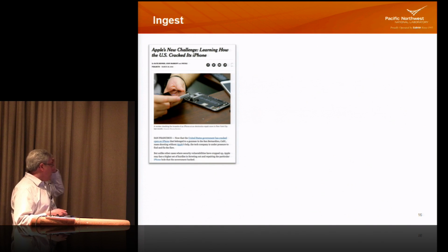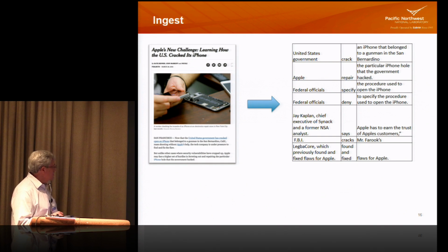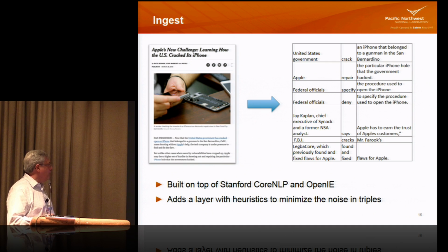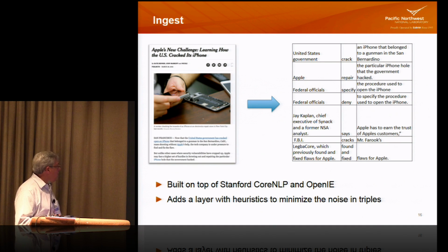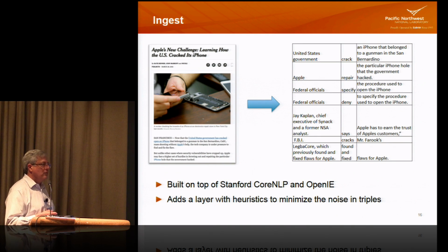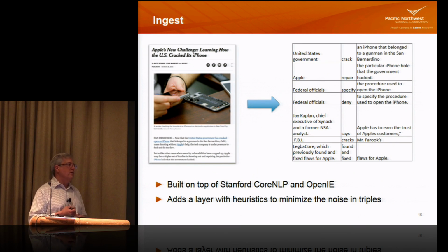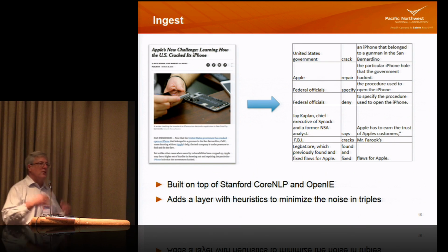So the ingestion part is probably where lots of things need to happen correctly. Here we're based on Stanford CoreNLP and the OpenIE standards, and we add a layer of heuristics to minimize the noise in the triples, so again, trying to get rid of the confusions. It does a good job of trying to match keywords, so there are many different ways in English to say manufacture.